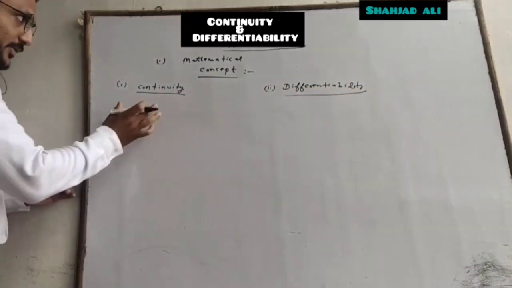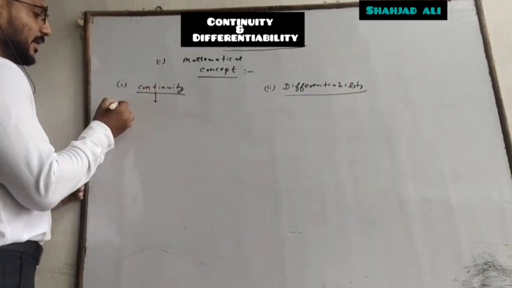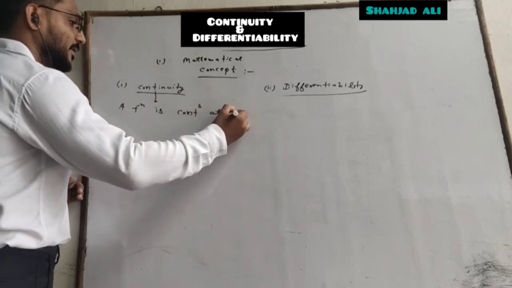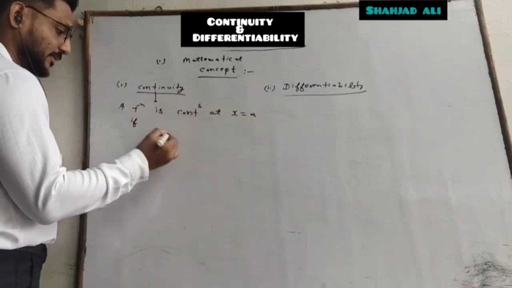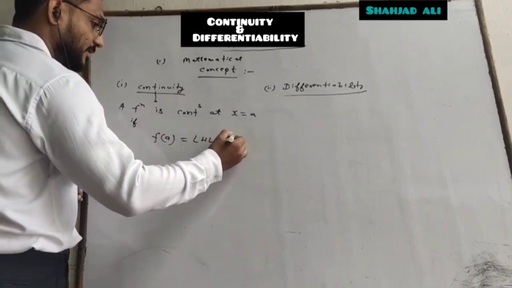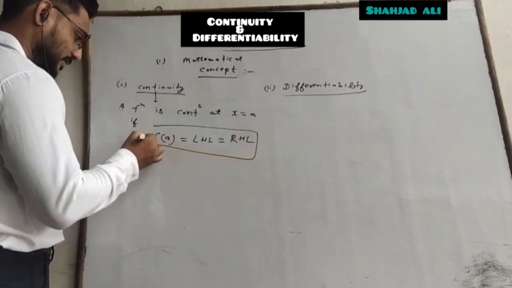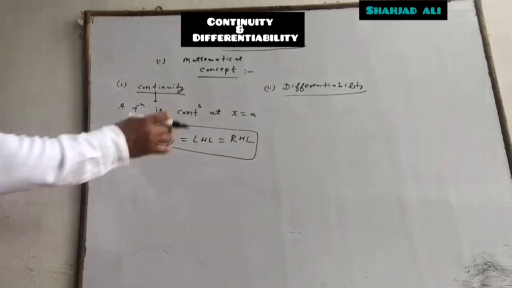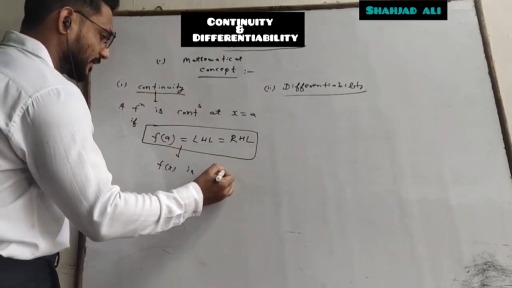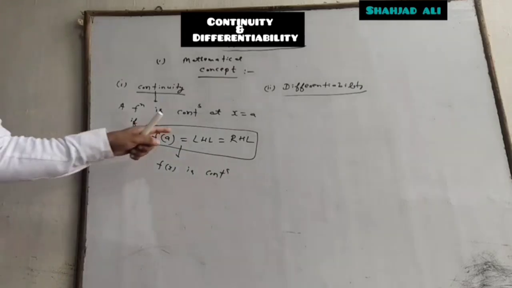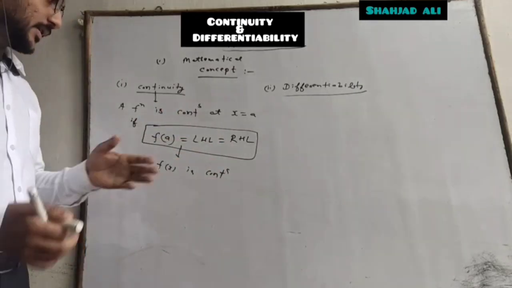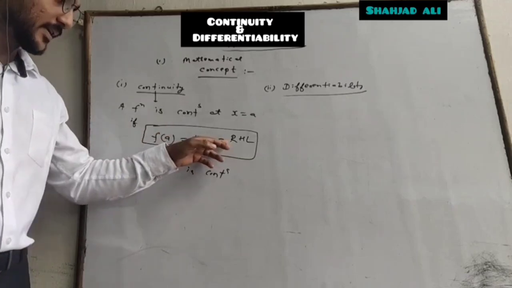Okay, so for continuity, the condition is that a function is continuous at x equal to a if the value of the function at a is equal to the LHS and is equal to the RHS. If this is the case, the function will be continuous. If any one is not equal, it will become discontinuous.